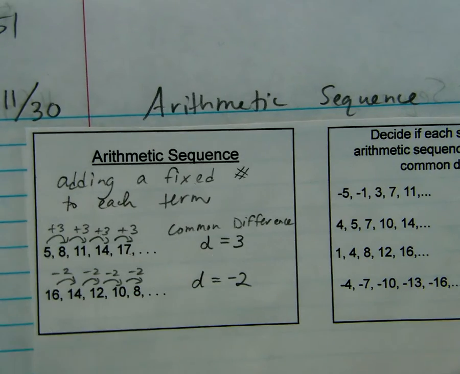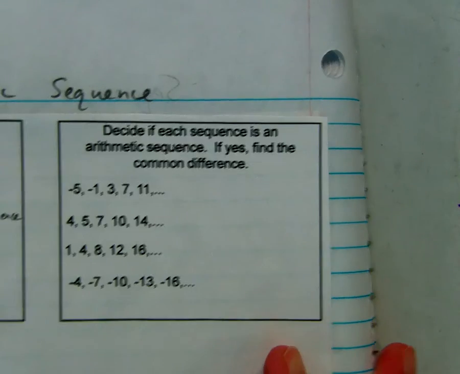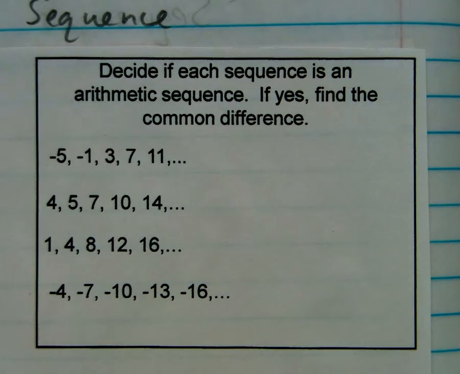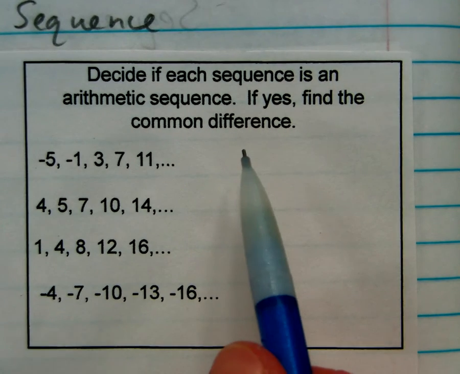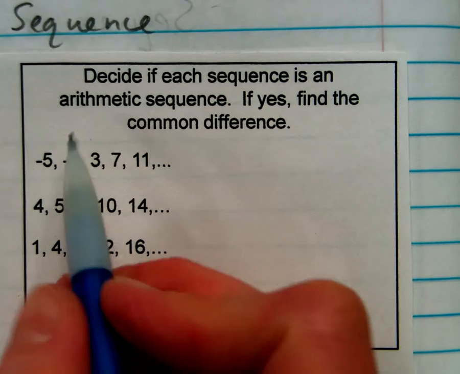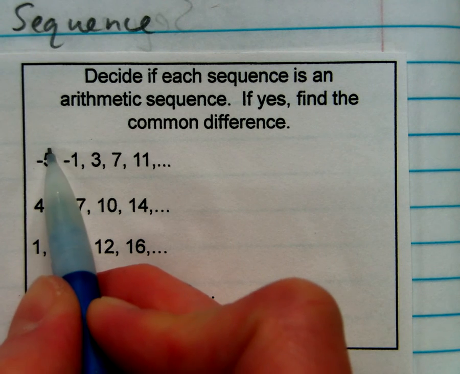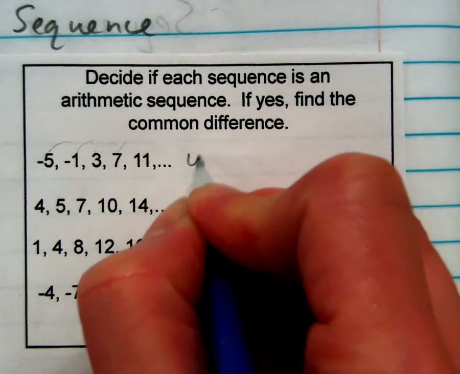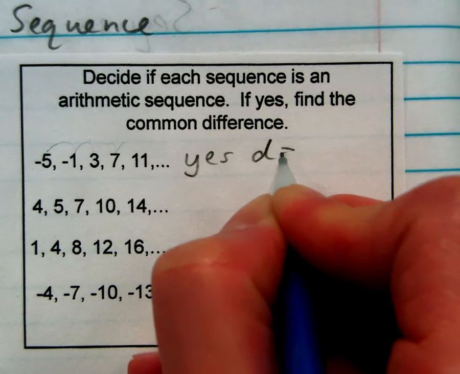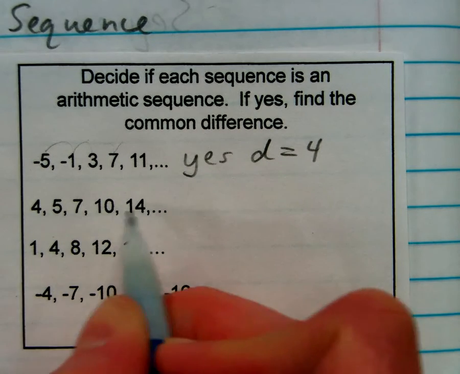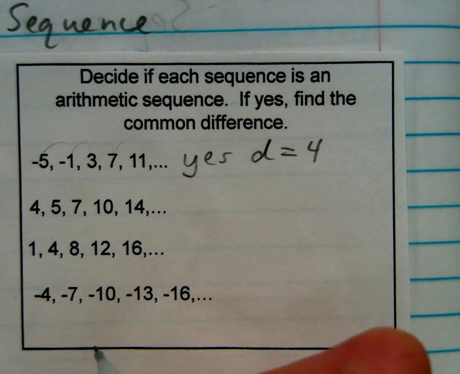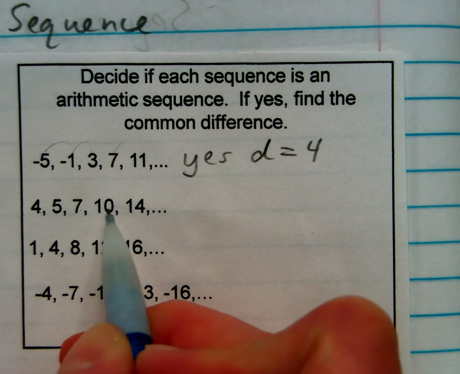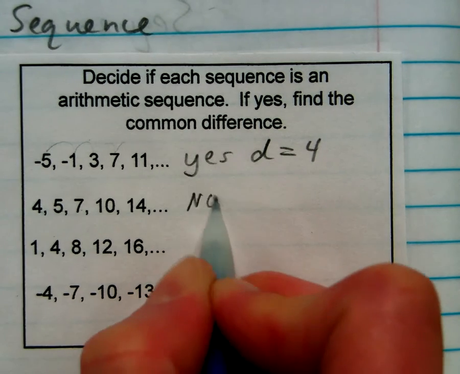So let's go ahead and look at the next piece. It says decide if each sequence is an arithmetic sequence. If yes, find the common difference. So you have to look and see what they are. On this one, it goes plus 4, plus 4, plus 4, plus 4 all the way across. So we can say yes, D equals 4. What about the second one? No, because it goes up 1, up 2, up 3, up 4. It's changing, so that one is not arithmetic.